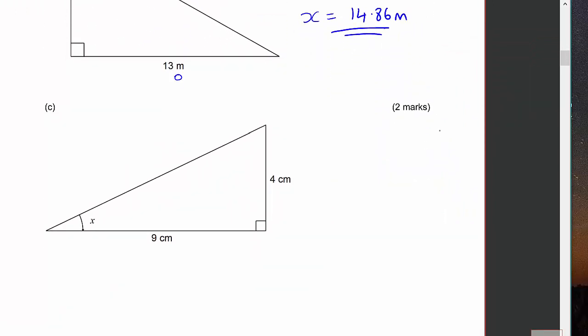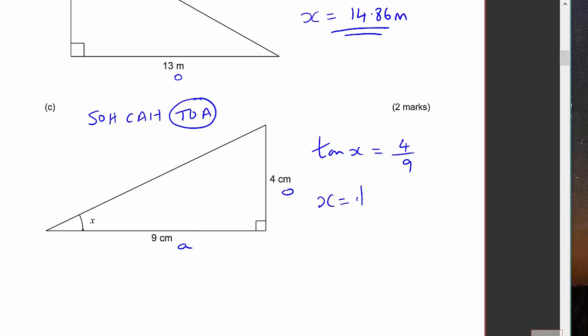And then we're finding an angle here. This one is the opposite and this is the adjacent. If we use the mnemonic, SOH CAH TOA, opposite and adjacent means tan. So the tangent of the angle is equal to the opposite, which is 4, divided by the adjacent, which is 9. And remember, you should always write this line.